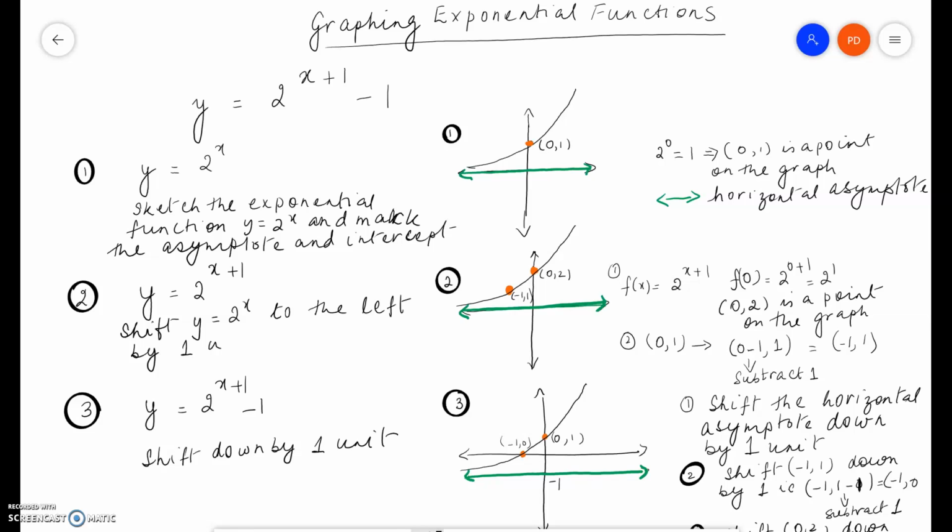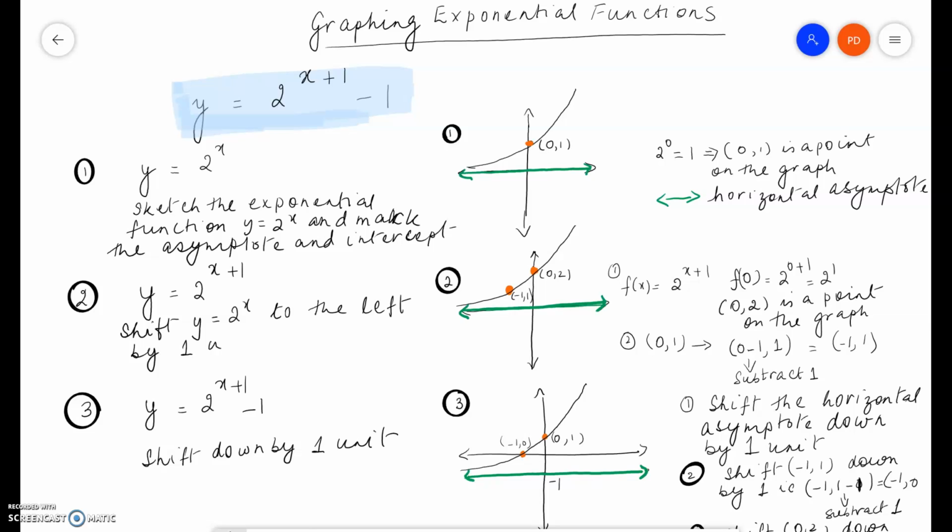So here we'll sketch the graph of the exponential function y equals 2 to the x plus 1 minus 1 using the various transformations that we've learned in this class. So we start off with graphing the function y equals 2 to the x. So that's our first step. It's an exponential function, and we know what a standard exponential function looks like.